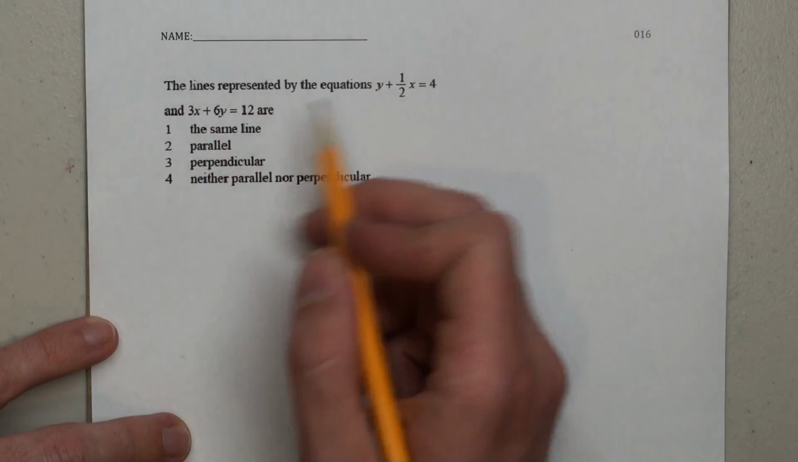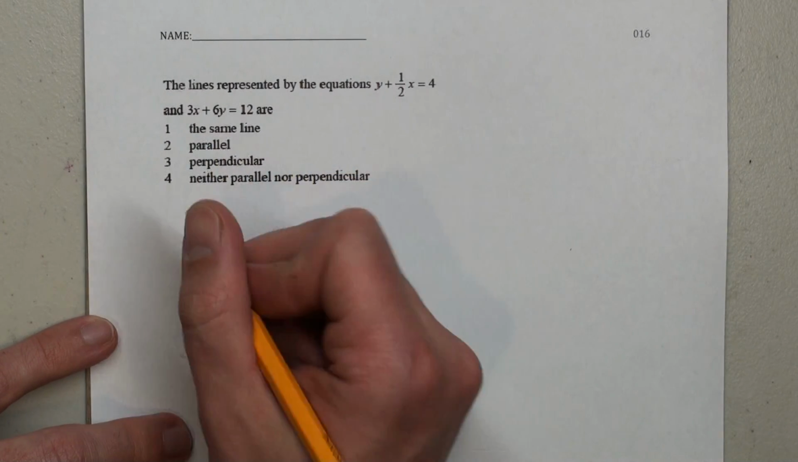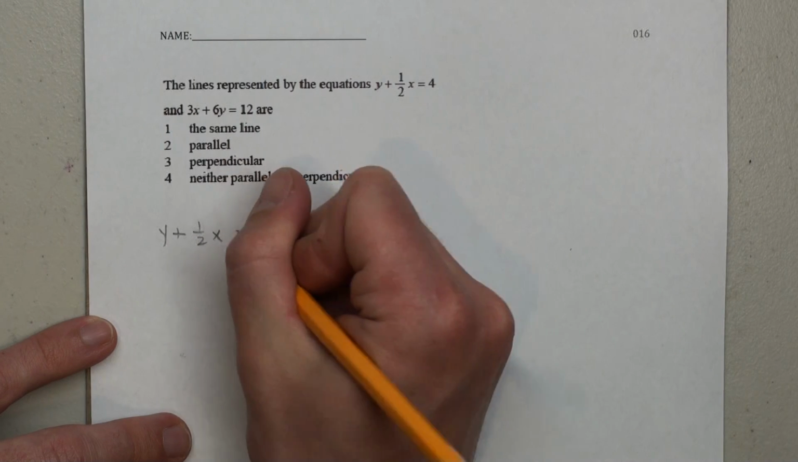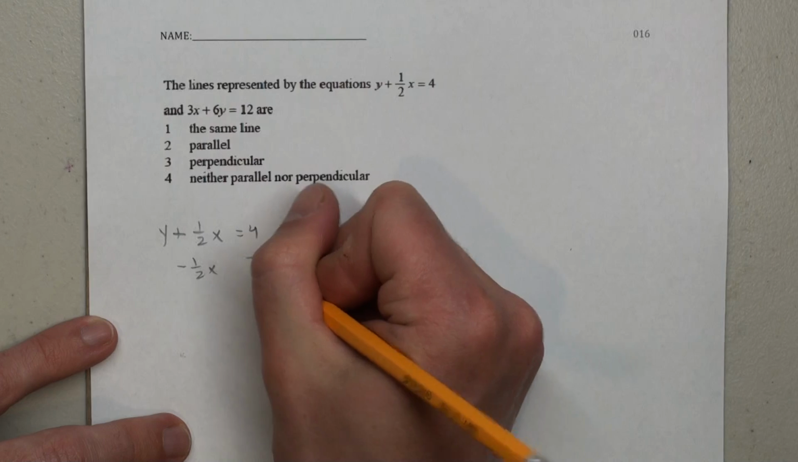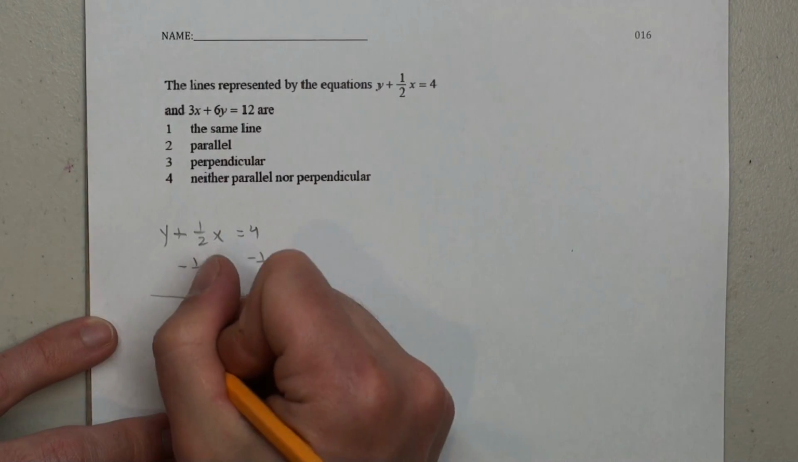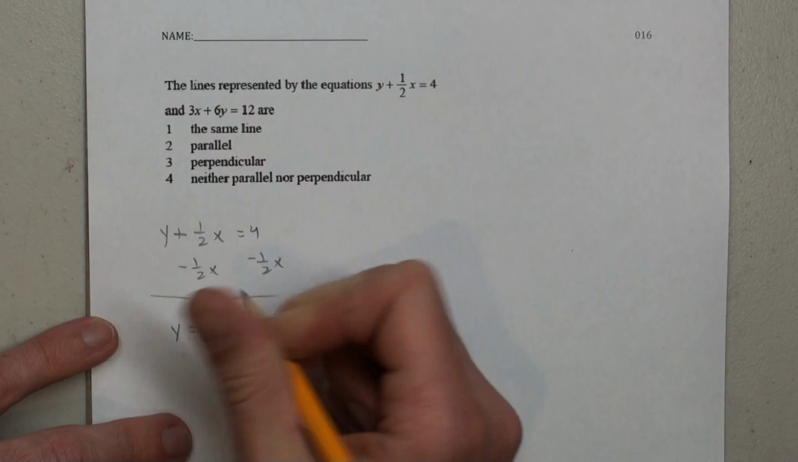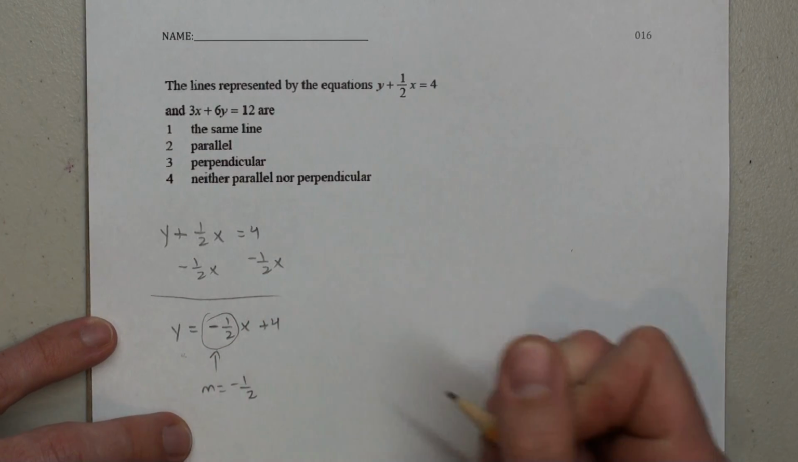So the lines represented by these two equations are, it wants to know what they are. So we got to check their slopes. So y plus 1/2 x equals 4. Subtract 1/2 x on both sides. You get y equals negative 1/2 x plus 4. Here's my slope, negative 1/2.